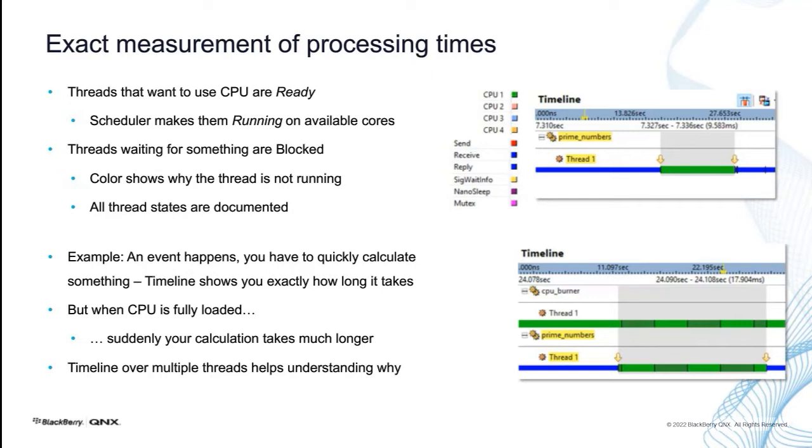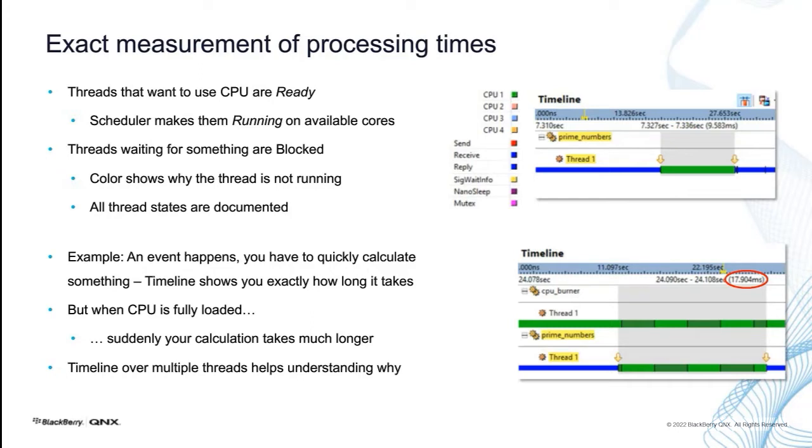If you have not configured scheduling priorities, your thread is scheduled round robin with others. We have here one other process with a thread being very busy, the CPU burner, right? And this means suddenly our calculation takes longer. It takes suddenly now 17.9 milliseconds.